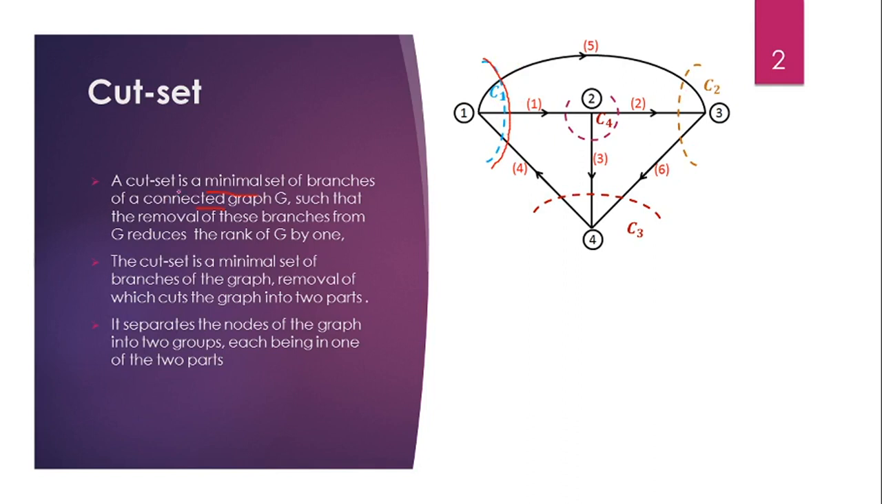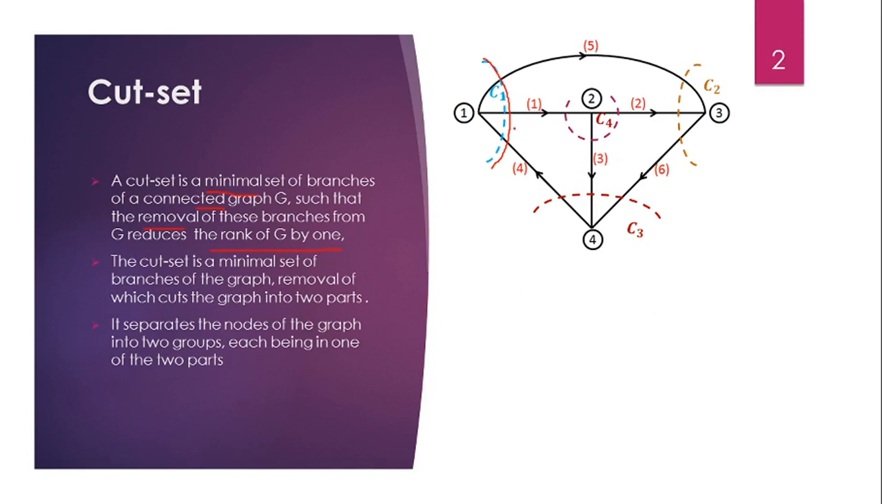A cut set is a minimal set of branches of a connected graph G such that the removal of these branches from the graph G reduces the rank of G by 1. We cut the graph in such a way that the rank of the graph is reduced by 1. When we cut the branches, that means we have to remove those branches.